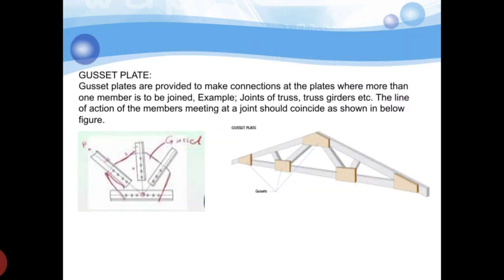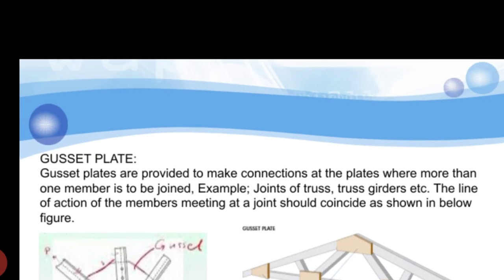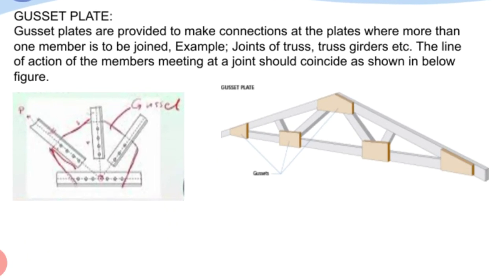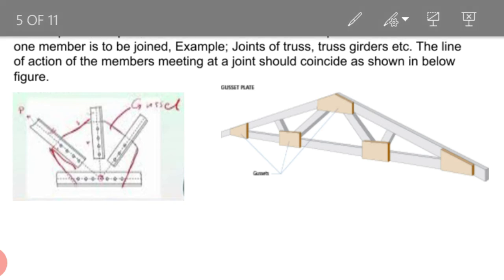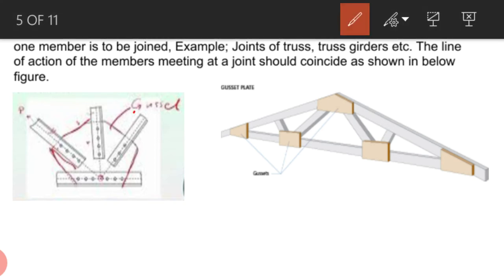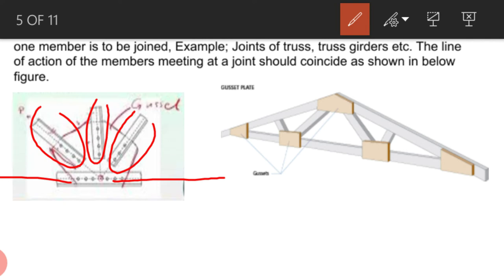You have heard about gusset plates many times in truss members, where the members are coming and meeting at a point. There the gusset plate is used, where more than one member is connected. The gussets are generally used to connect those members. See, this is one member, this is another member, and this is also a member, where all these members are coming and meeting at a particular point. There the gussets are used just to hold these members.